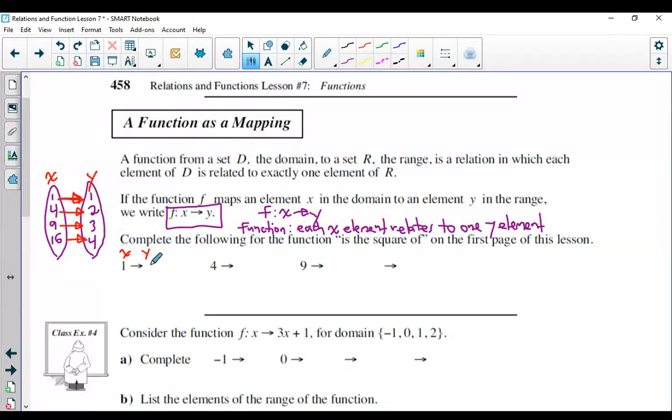Well, if x is 1, then y is 1. How does x relate to y if x is 4? Then y is 2. If x is 9, how does that relate to y? Well, if x is 9, y is 3. And the last one, we have to fill in both of them. If x is 16, then y is 4. So all the arrows are telling you just how the x and y values are specifically related to each other.